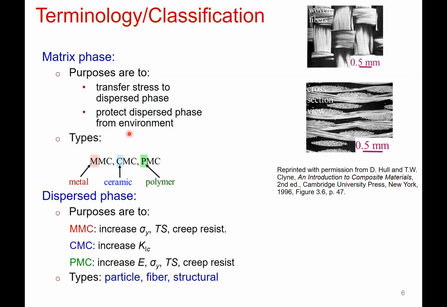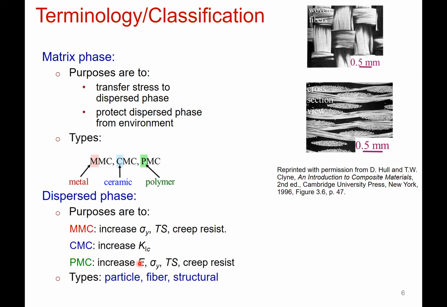And the different types of matrices that you can have: metal matrices, ceramic matrix, polymer matrix composite. Your dispersed phase should have enhanced properties like increasing yield strength, tensile strength, creep resistance. We'll talk about creep when we talk about failure. It should also increase fatigue and fracture toughness resistance. So we'll talk about that as well when we talk about the failure analysis.